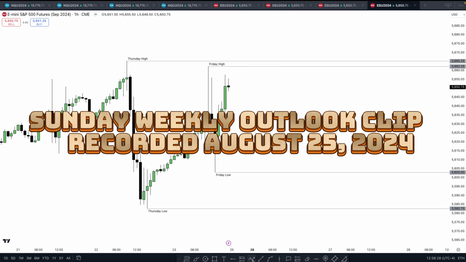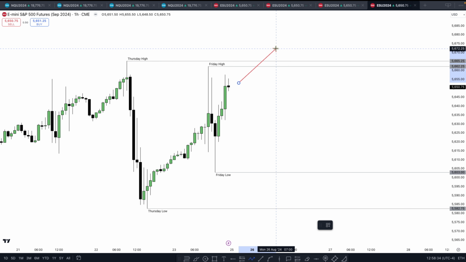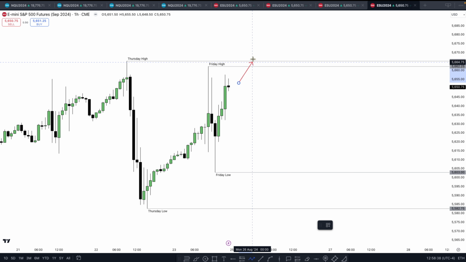It looks like, just because the simple fact that ES is closer to its daily highs here, these multiple session highs Thursday and Friday, as opposed to its Friday low and Thursday low, it looks like ES is going to want to get these highs first, right? And if that does occur, I will be monitoring a reversal back down into the range.